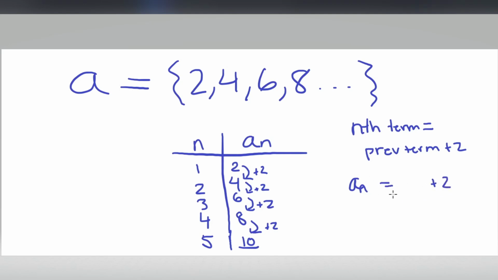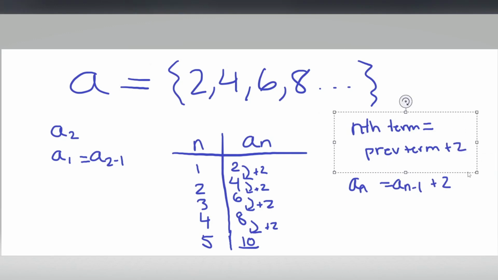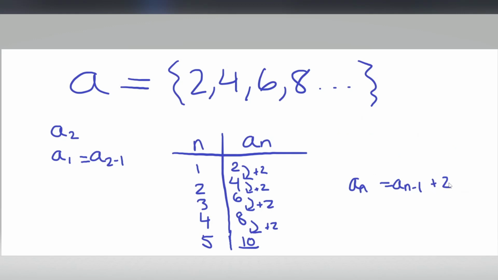Now, how do we write out our previous term? Well, we know that n is just some integer value. So if we look at 4, 4 would be a sub 2, 2 would be a sub 1. And we know that 1 is just 2 minus 1. So this will be the same as a sub 2 minus 1. In the same sense, we can say that the previous term is always a sub n minus 1. So our recursive equation here would be a sub n equals a sub n minus 1 plus 2, or the element that we are finding is equal to its previous element plus 2.